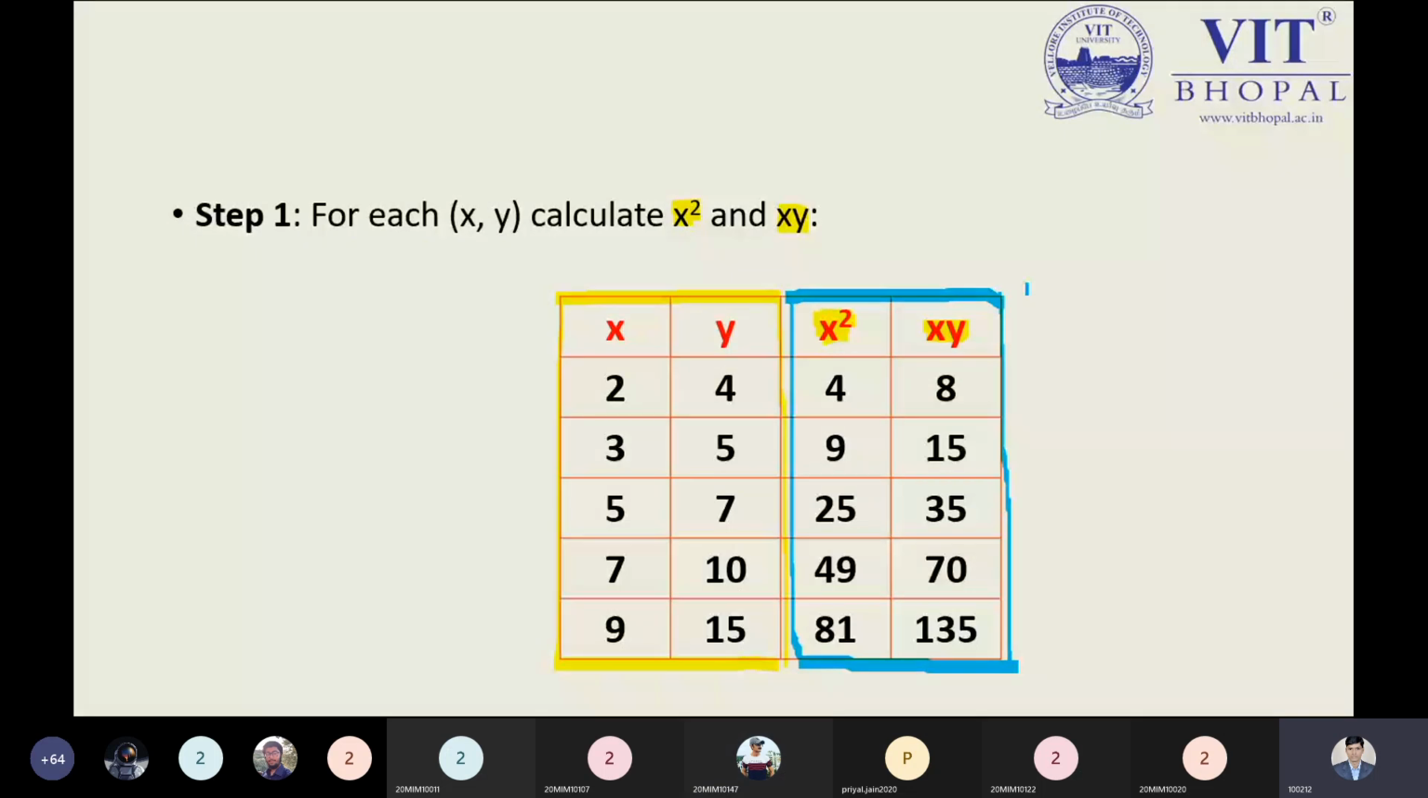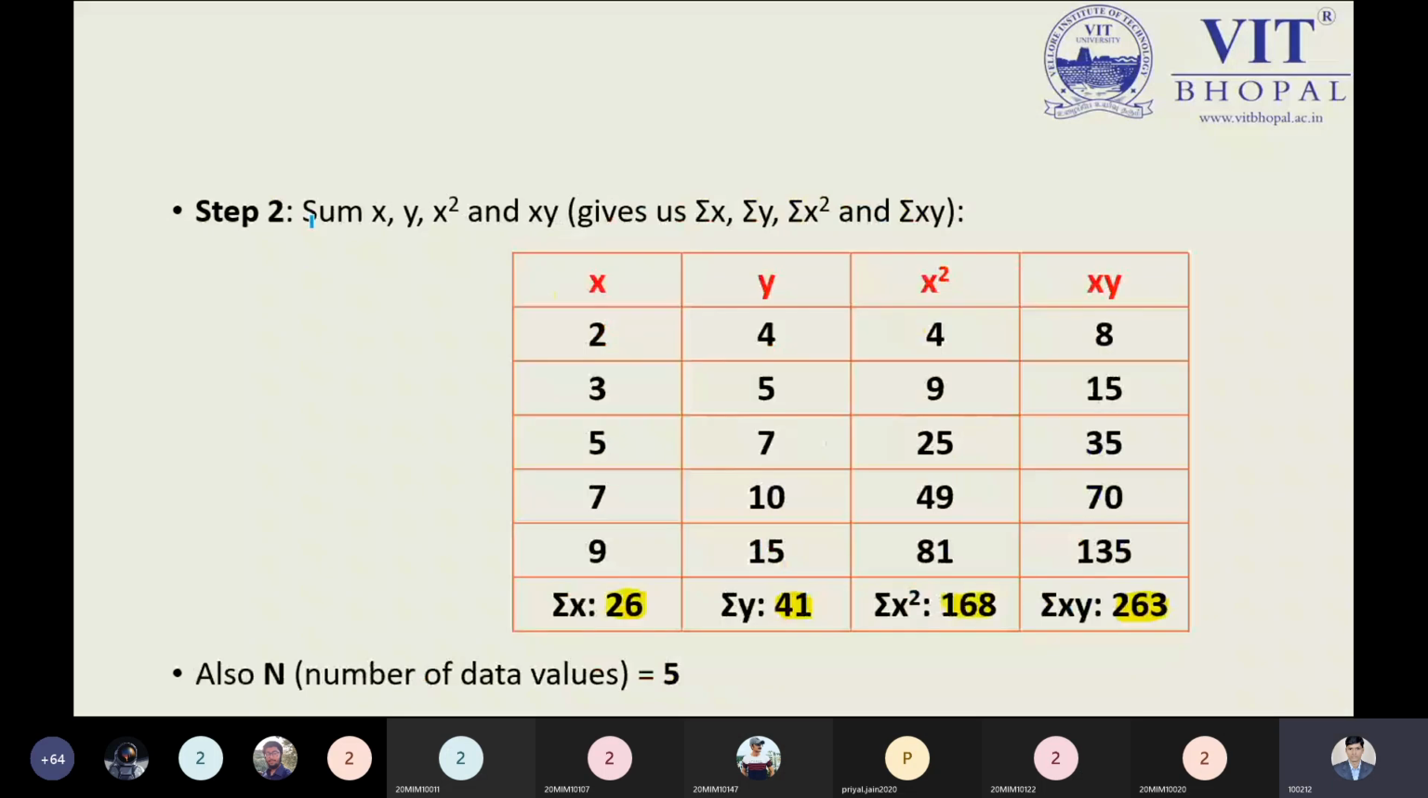In the second step, we have to do the sums. Please listen carefully. We need the sum of x, y, x square, and xy. So we need to calculate the four sum values. First we get the summation of x.